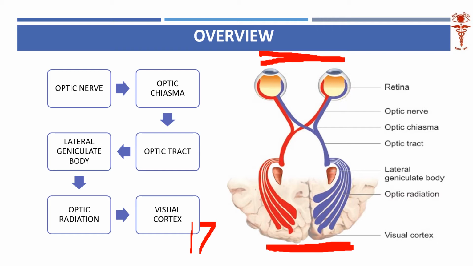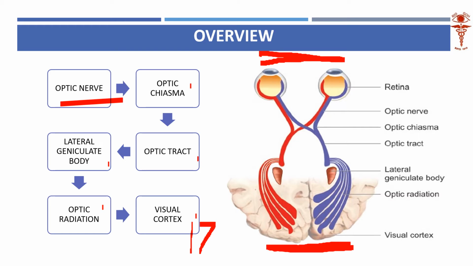Visual association areas. Okay. Now we have understood that there are multiple parts: the optic nerve, the optic chiasma, then the optic tract, then the lateral geniculate body, then the optic radiation, which in itself is a big fan, which has multiple parts like the dorsal fibers, the ventral fibers, the Meyer's loop. Then the visual cortex. Okay, so these are represented here.